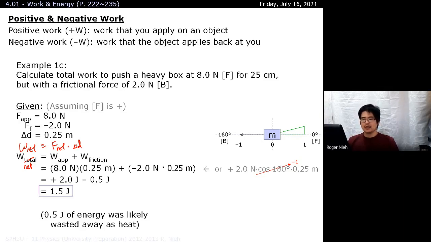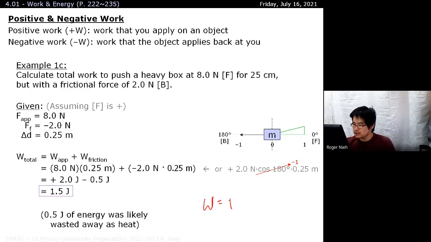So you could do that, and logically it is correct. It's just that you're missing out on that grammatical portion of it, because we don't call it net work. We actually just call it total work. Okay, so that's the first part of today's lesson.